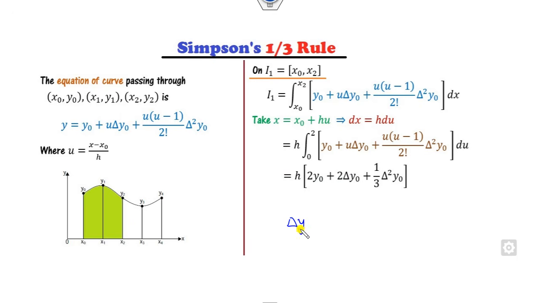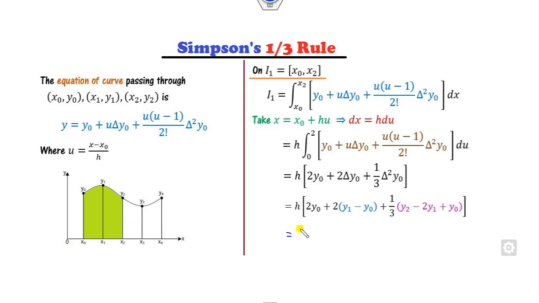What is the value of this? This is the first difference, that is y1 minus y naught. What is the second divided difference? It is y2 minus 2y1 plus y0. So I can substitute the values here, and you will get this expression.